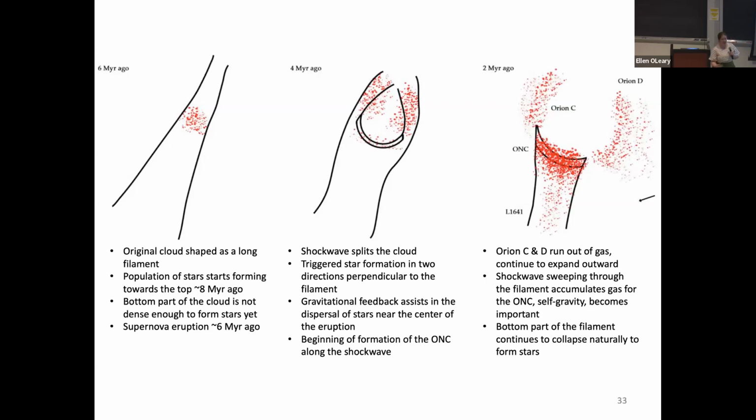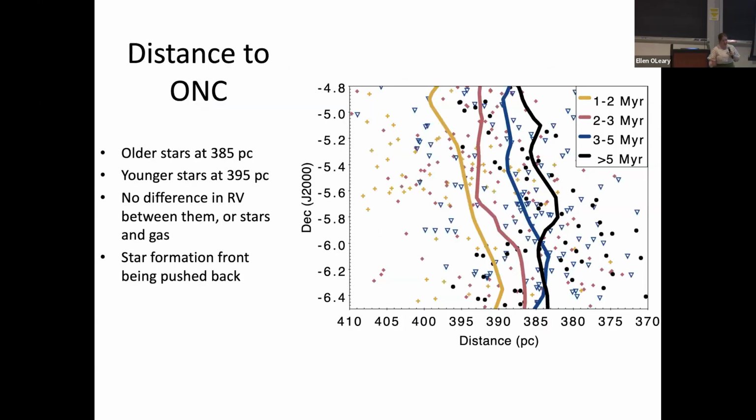Normally when we think of clusters, we tend to think of all the stars as being found at the same distance, give or take a few parsecs. But because the Orion Nebula is so young, we can actually get ages for the individual stars. And when we separate them out into different layers, we can see that older stars are found at a slightly different distance of around 385 parsecs, and the younger stars are found slightly further away, at a distance of around 395 parsecs. So a 10 parsec separation is very significant because the cluster in the plane of sky is only 2 parsecs long. So this is quite a lot.